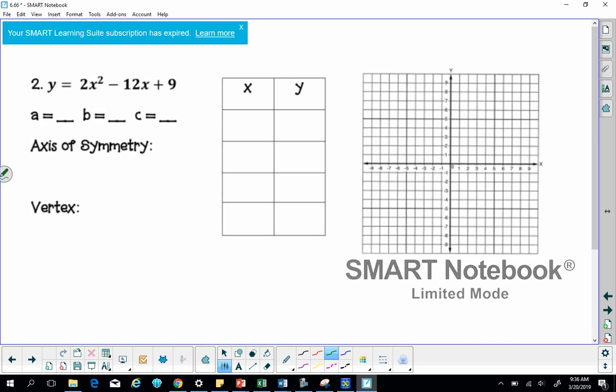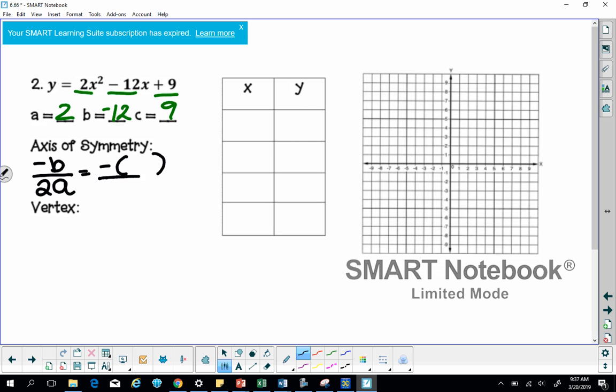What is my a? 2. My b? -12. And my c? Good. What's the equation that we use to find our axis of symmetry and our vertex? What did we just use? Maybe. Good. -b over 2a. That's what's outside the quadratic formula.